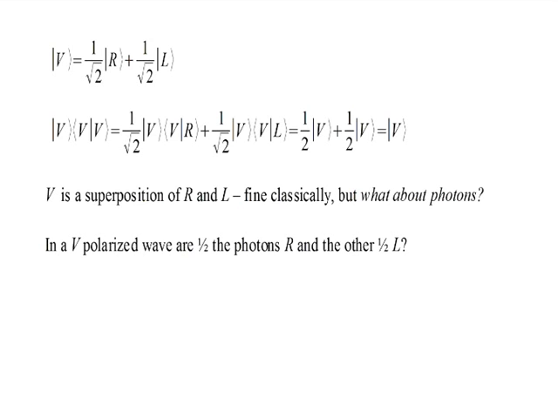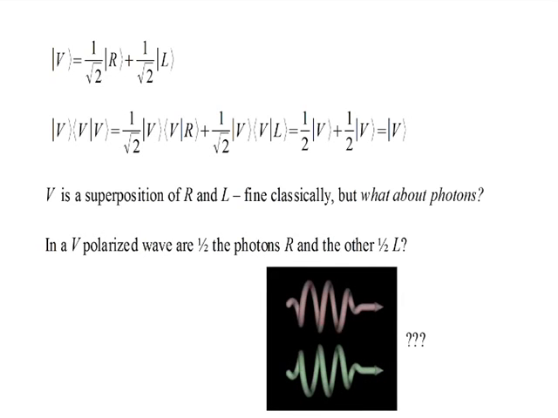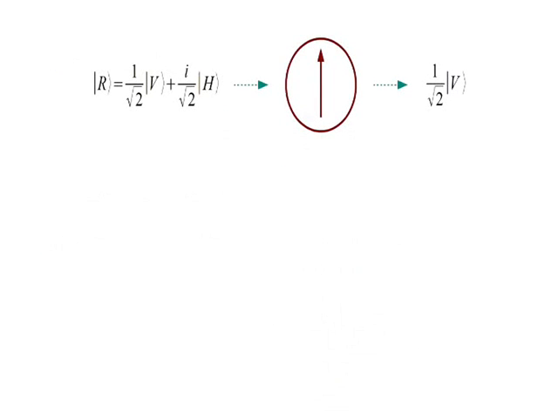In a V-polarized wave, are half the photons R polarized and the other half L polarized? Should we think of a vertically polarized wave as consisting of lots of photons, half in each of the two circular polarizations? If so, what happens if we just have a single photon? How would that correspond to a V-polarized field?